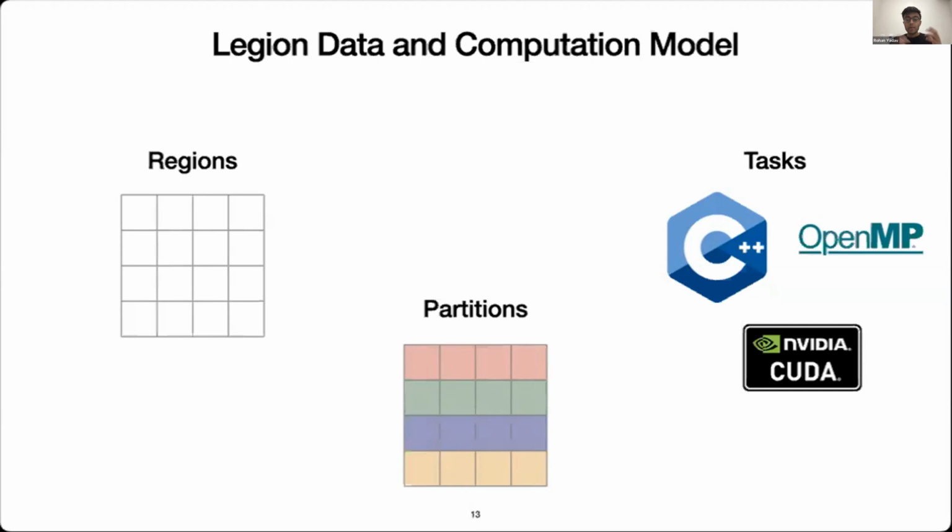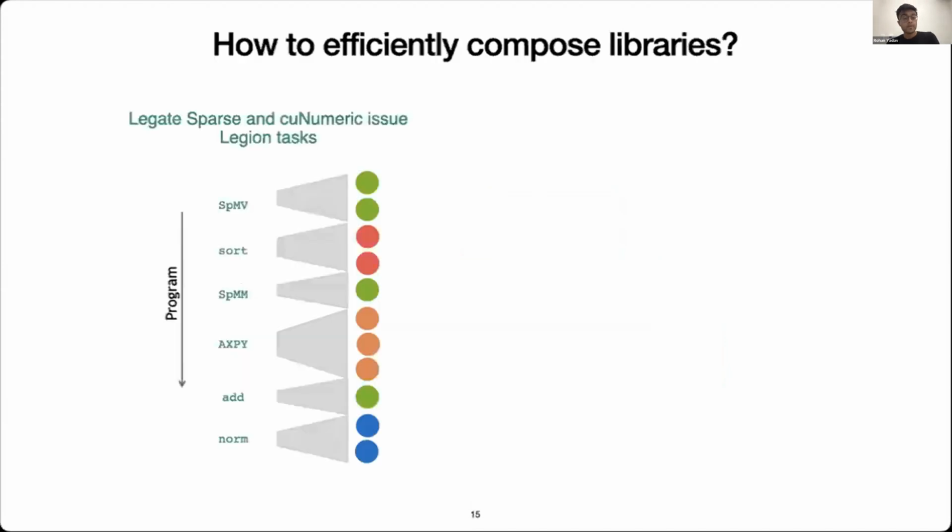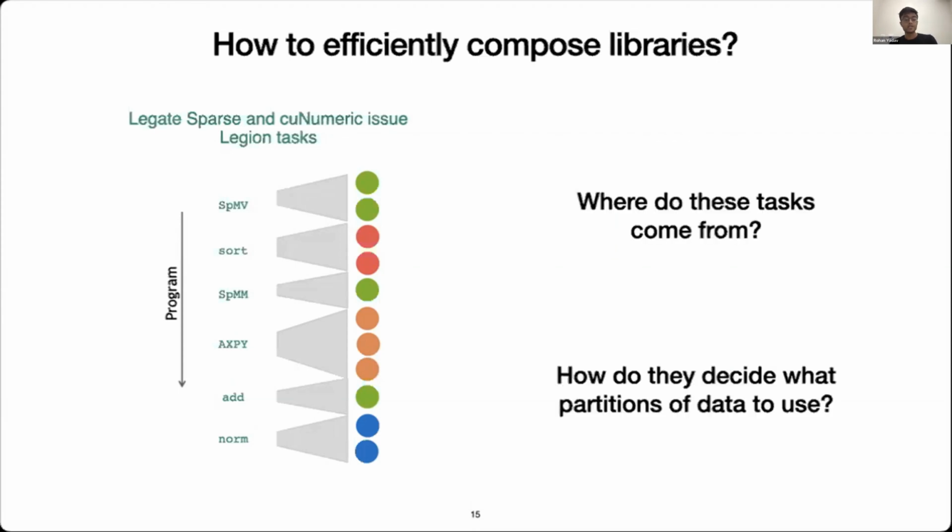So our system is going to basically operate by mapping data down to these regions and partitions and launching tasks corresponding to the computations we need to do on those particular regions. And that sort of thing is going to be managed by the Legate core. And I'll talk about the key abstraction the Legate core provides now. So the problem of efficient library composition is going to come down to how these tasks actually choose the particular partitions of data that they operate on. That's the most important thing.